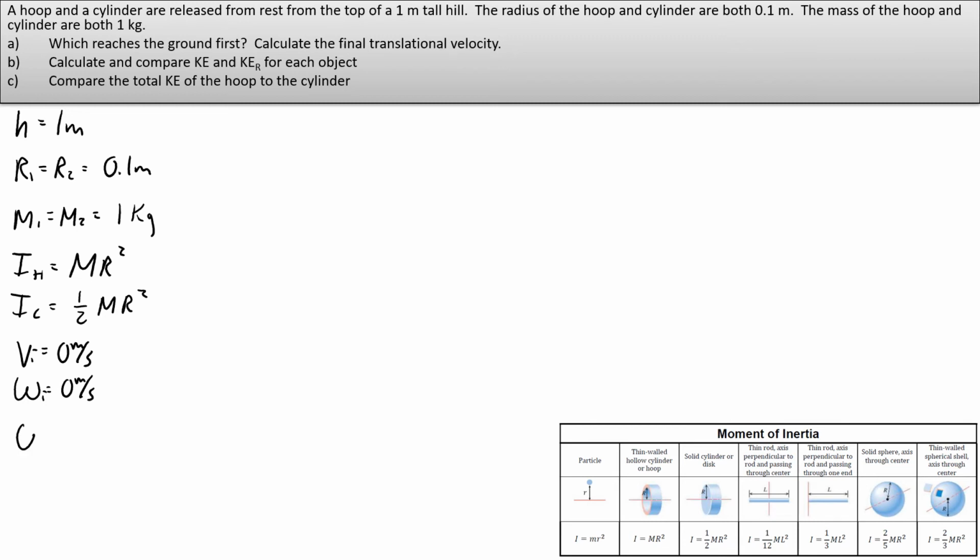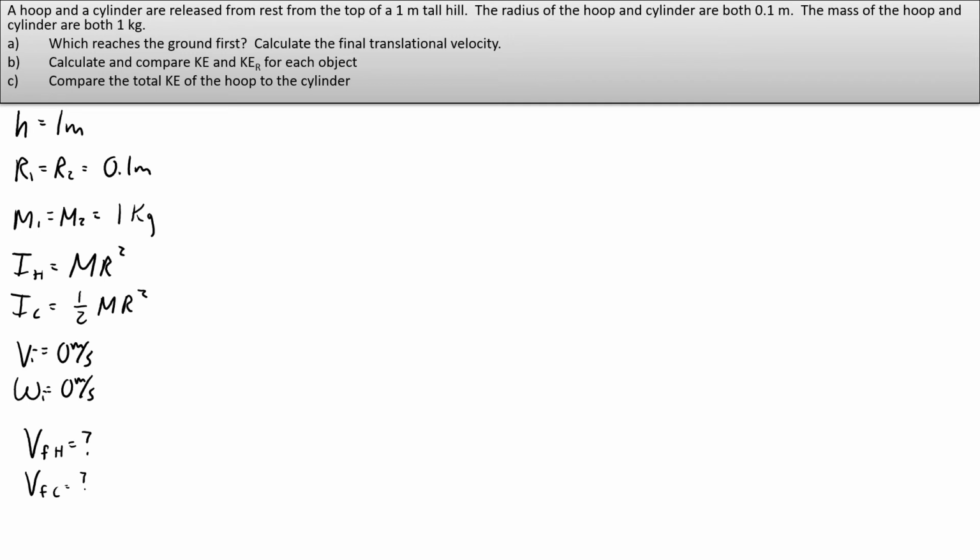So we want to know for the hoop, what is the final velocity? Well, not angular velocity. Let's figure out the final velocity of the hoop and the final velocity of the cylinder. Okay. Let's start by talking about the hoop. And I'm not going to use the subscripts, and I even messed it up over here. These should be hoop and cylinder. Let's just start by doing the hoop so we don't have to worry about those subscripts.